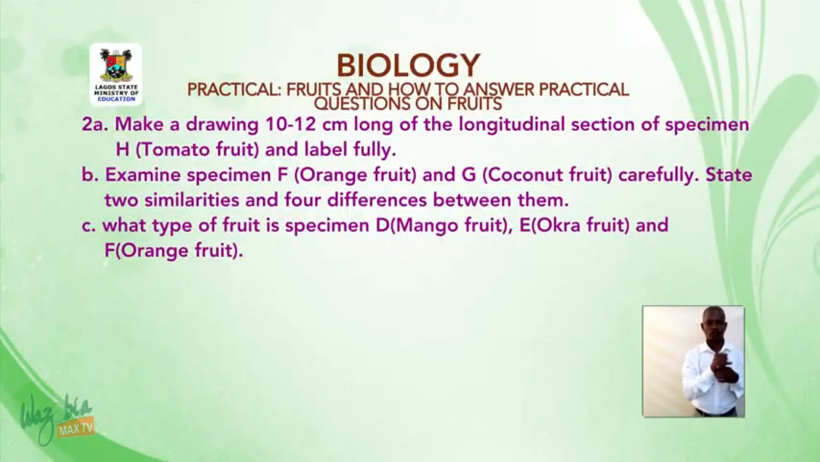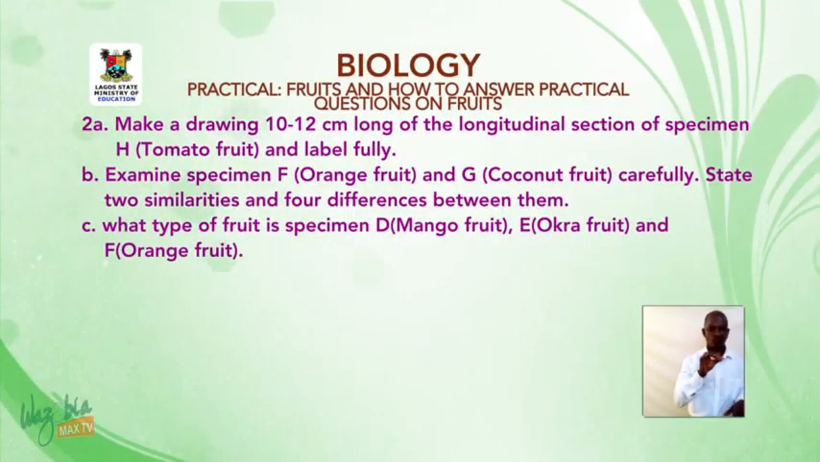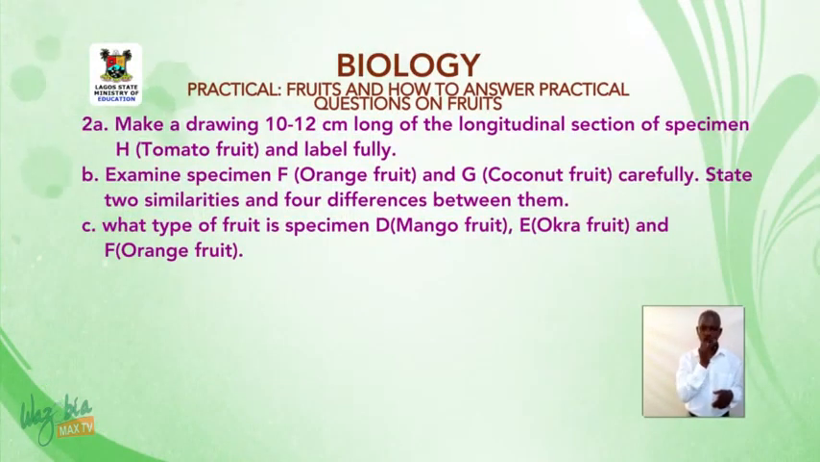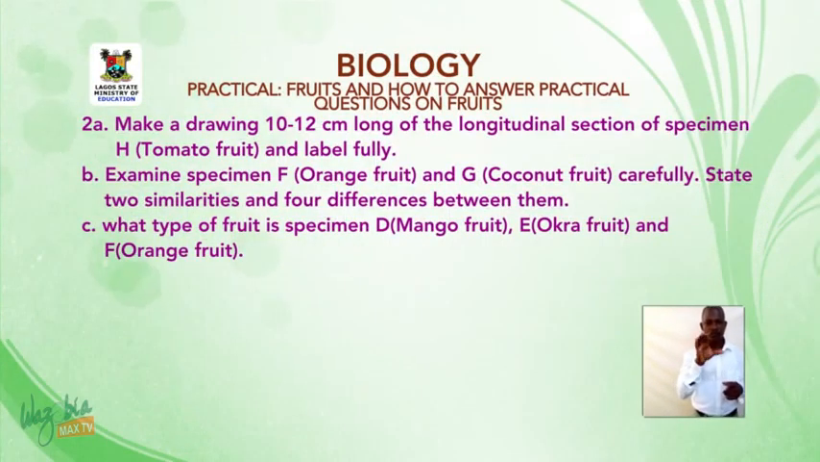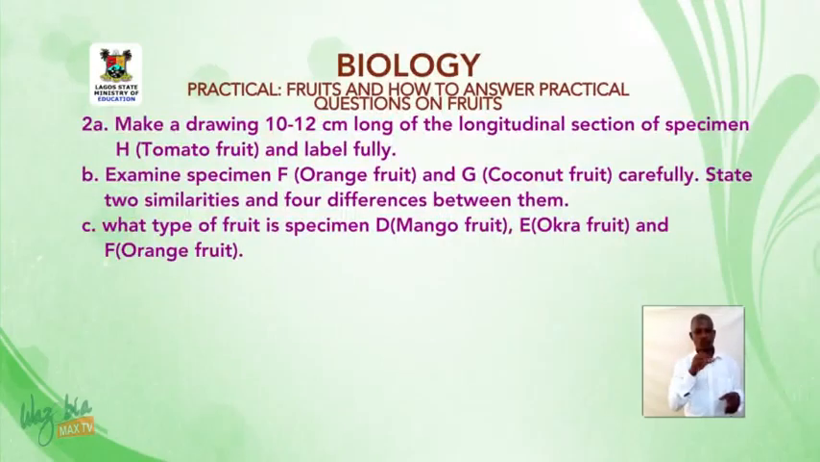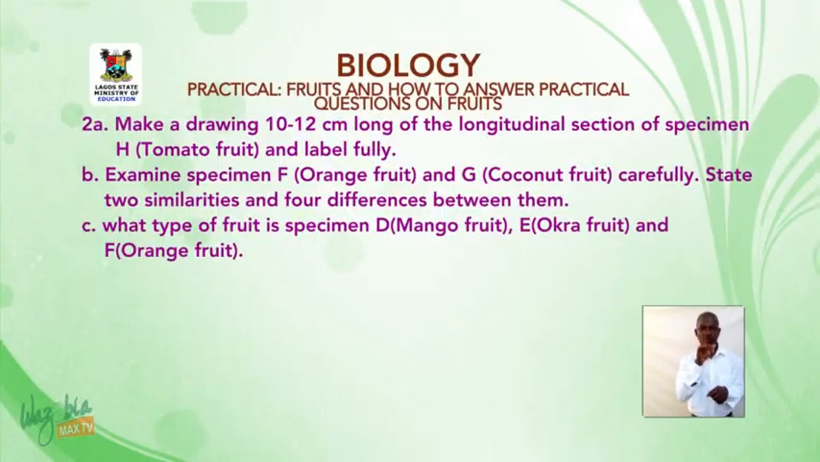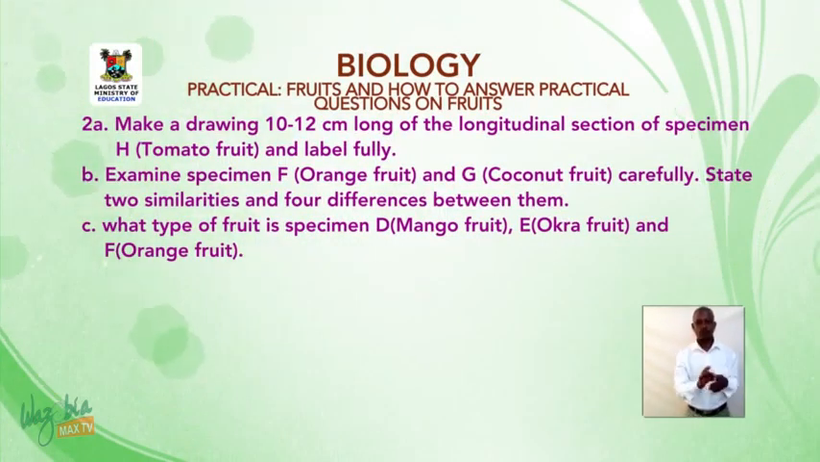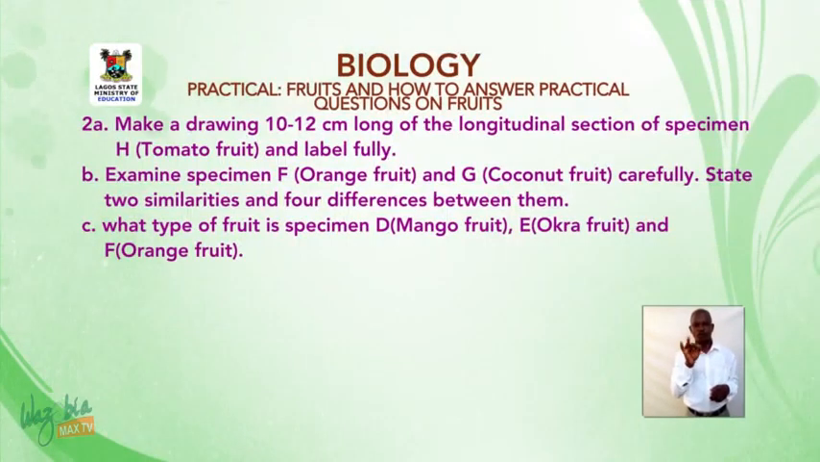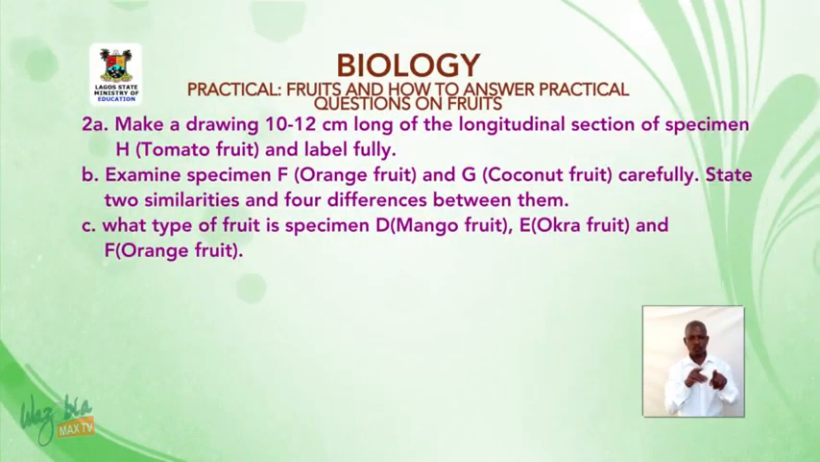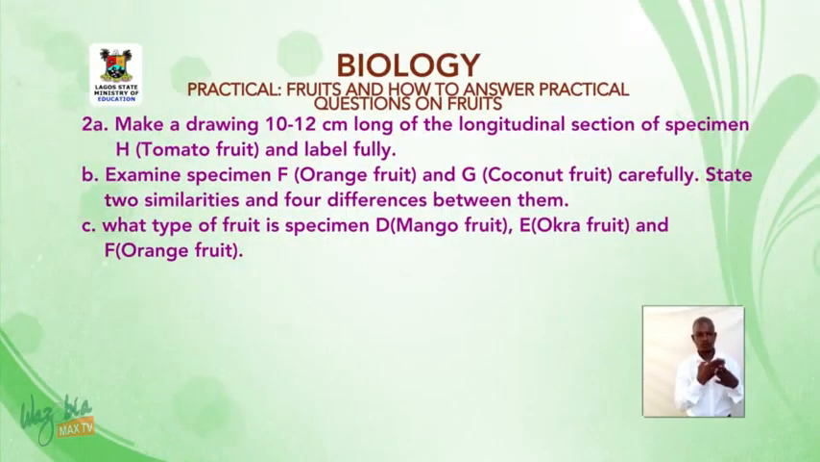2A. Make a drawing 10 to 12 cm long of the longitudinal section of specimen H, that is tomato fruit, and label fully. 2B. Examine specimen F, orange fruit, and G, coconut fruit carefully. State 2 similarities and 4 differences between them.